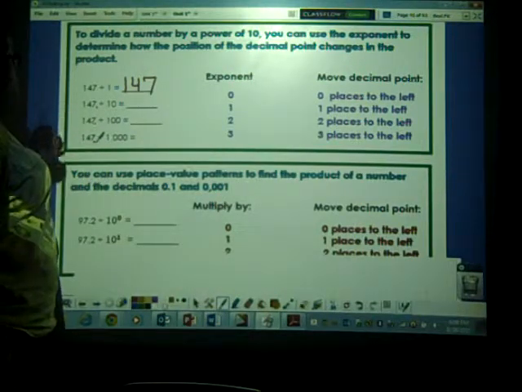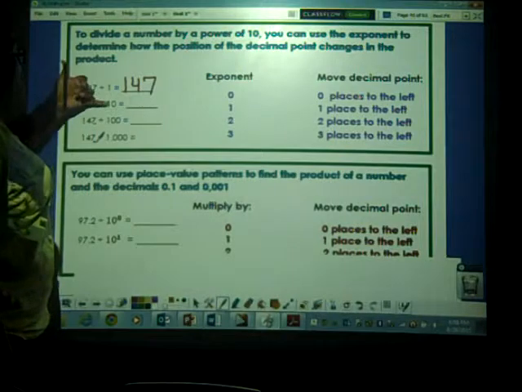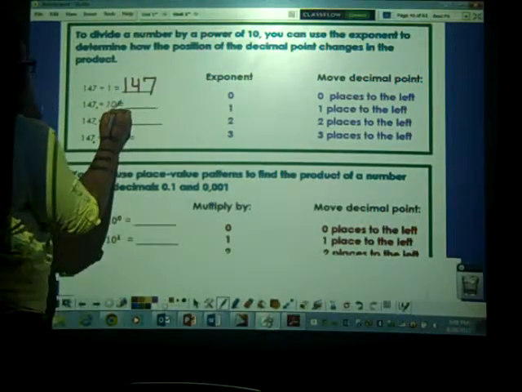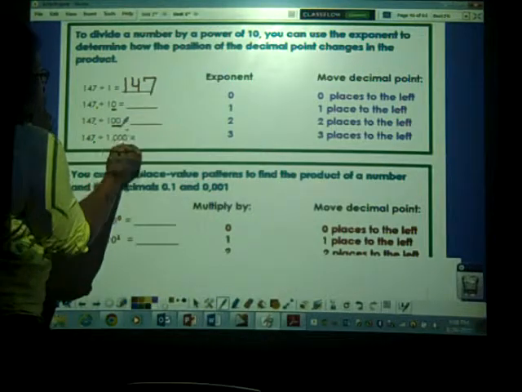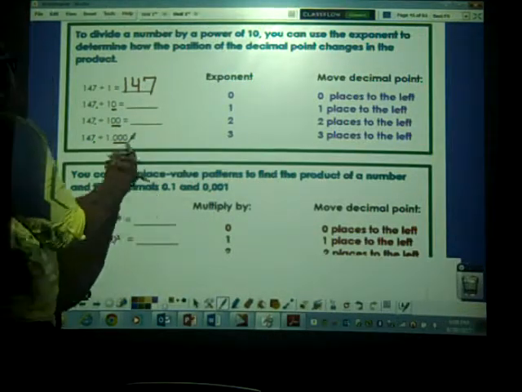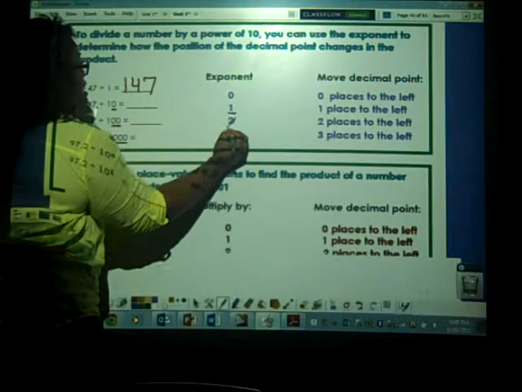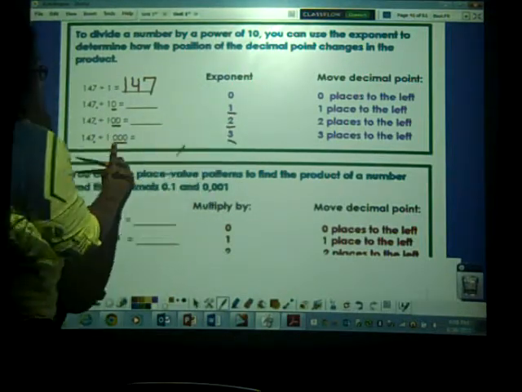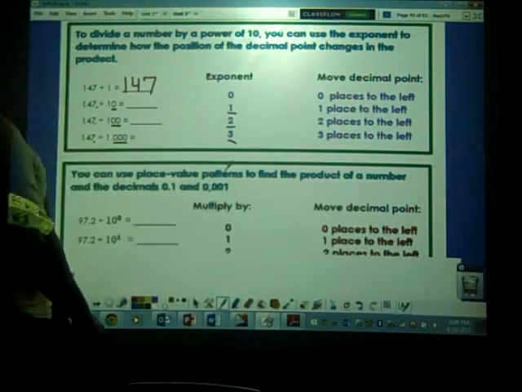Now our decimal point is going to move a different number of times because we are dividing by powers of 10. 10 has 1 zero, 100 has 2 zeros, 1000 has 3 zeros. That is why the corresponding exponent for 10 is 1, 100 is 2, and 1000 is 3.